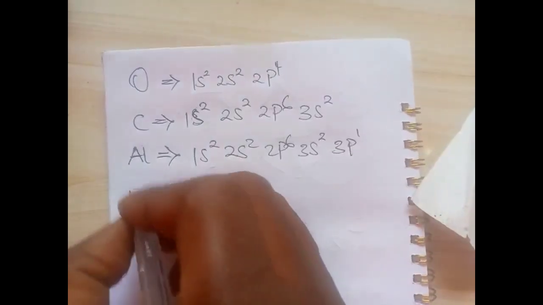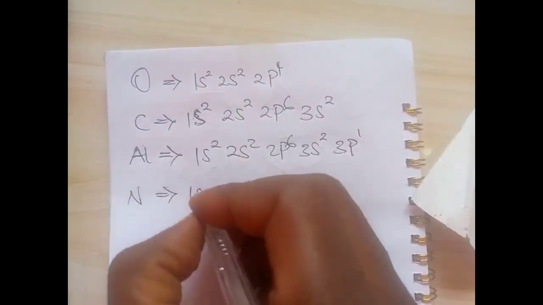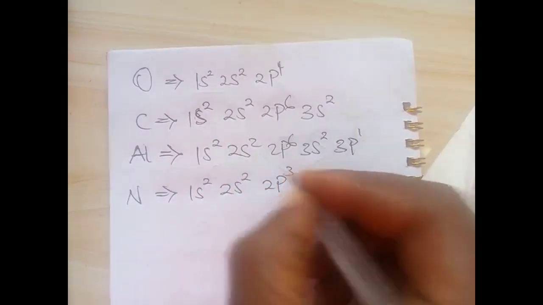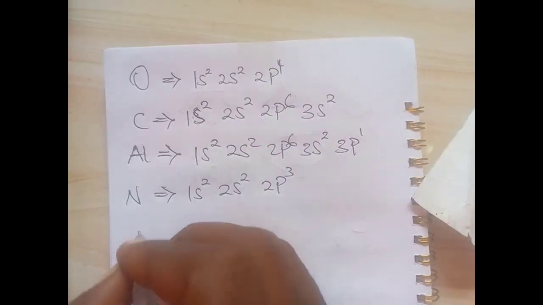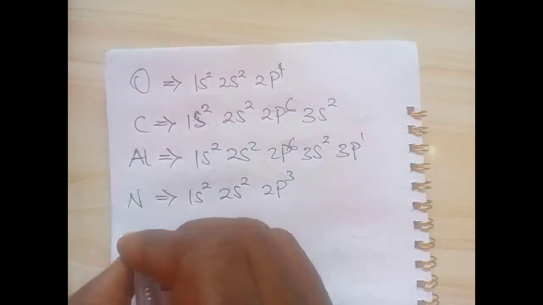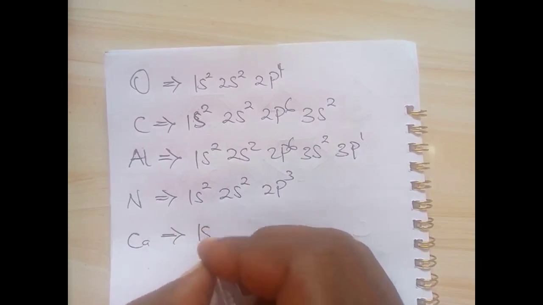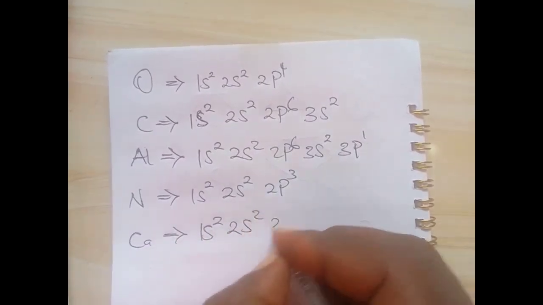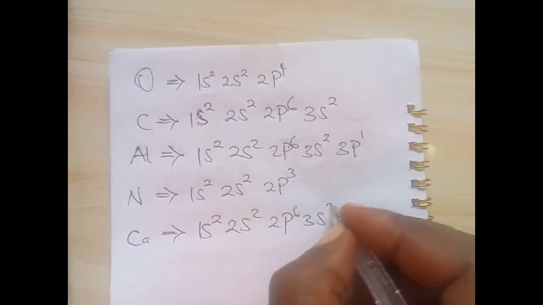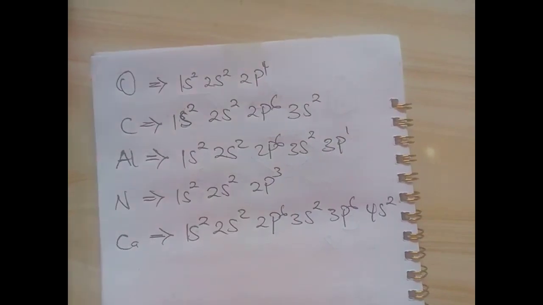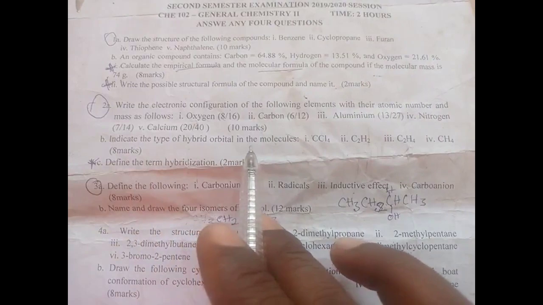For us to write nitrogen is 1s2, 2s2, 2p3. For us to write the next one, calcium. Calcium is 1s2, 2s2, 2p6, 3s2, 3p6, 4s2. The next question, B, says indicate the type of hybrid orbital in the molecules.